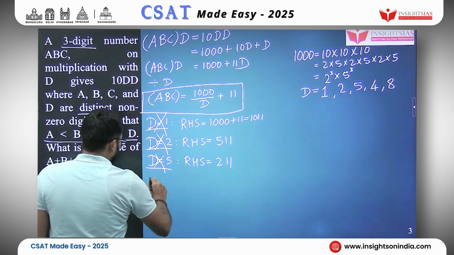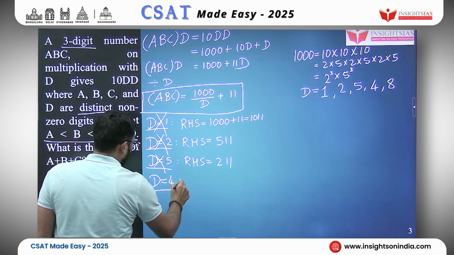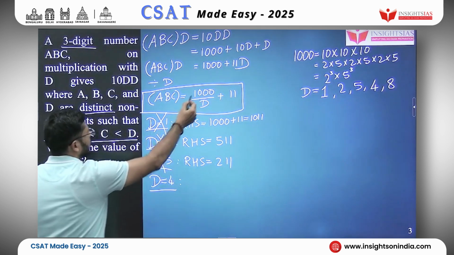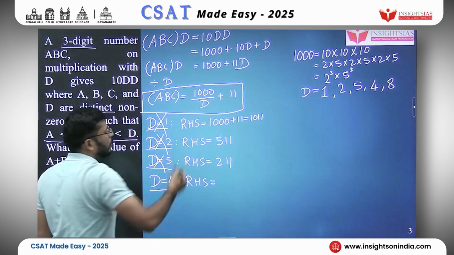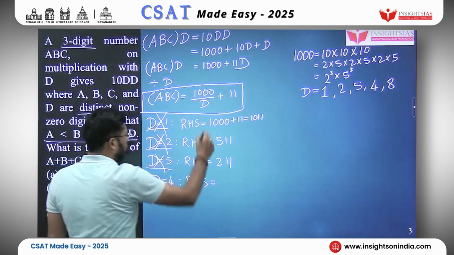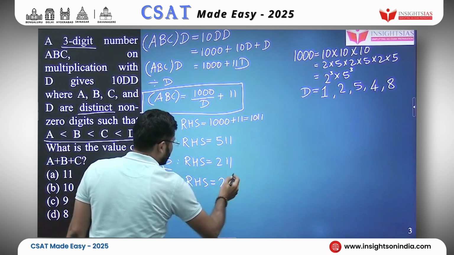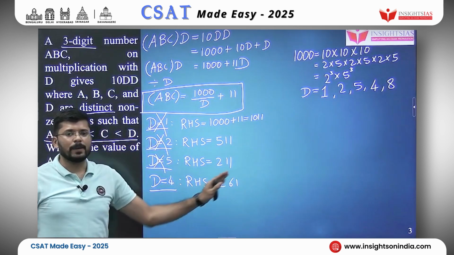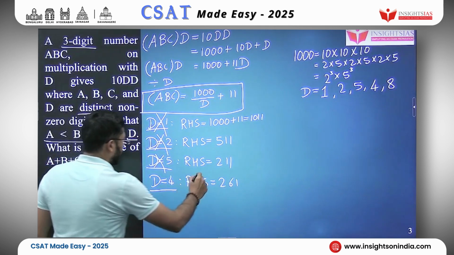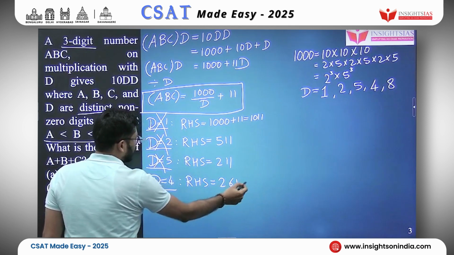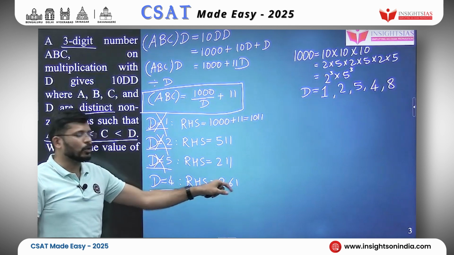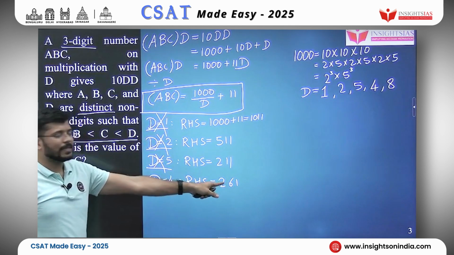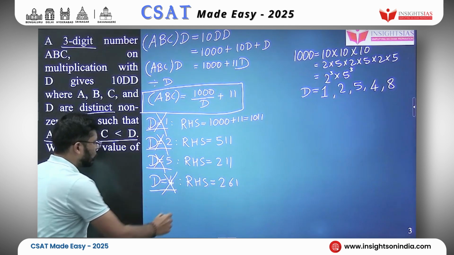Now we will check D equals 4. If D equals 4, then what will your RHS be here? Your RHS would be 1000 divided by 4, that would be 250. 250 plus 11, that would be 261. Okay, all of them came to be distinct. So A, B, C can take the value 261. However, A is less than B, yes, 2 is less than 6, but 6 is not less than 1. So B is not less than C here. So this case also fails.